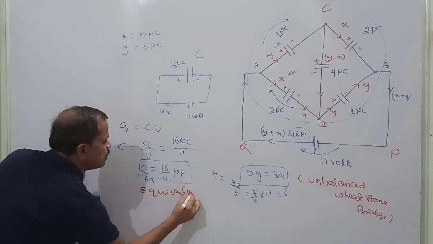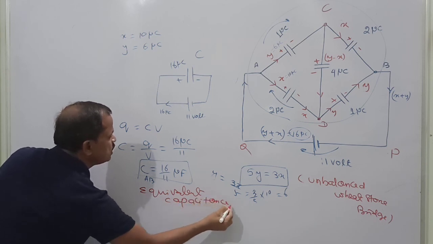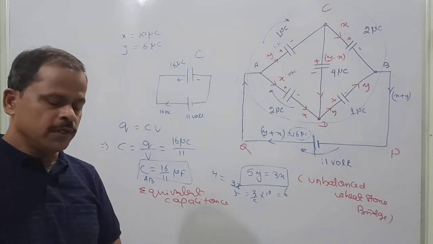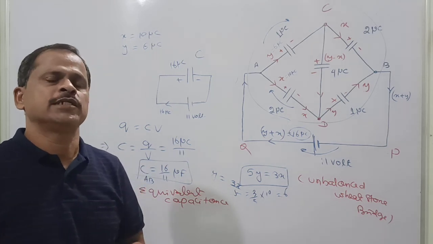Equivalent capacitance between A and B. This is your problem: how a problem can be solved using Kirchhoff's law to get the equivalent capacitance of the system.